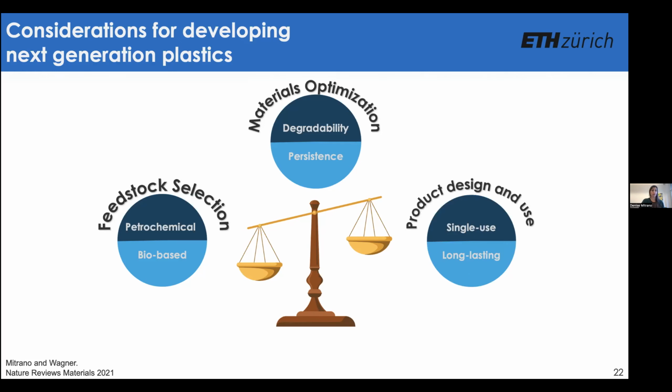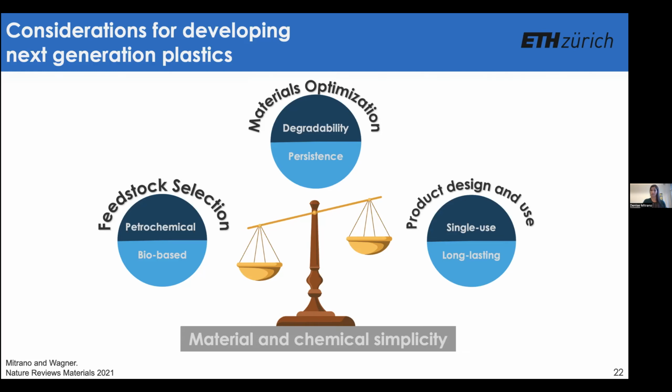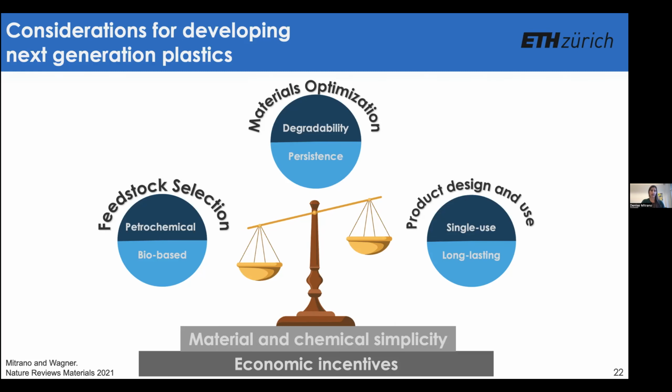And finally, we can look at the product design and use, single use versus long-lasting material. No matter what the product is and what material it's made out of, single use is oftentimes not the most sustainable alternative. Underlining all of this is to have a better material and chemical simplicity so that we could start to move more towards a circular economy for plastics, to have easier and more feasible recycling. And of course, having some economic incentives, because plastics are so used now because they are so inexpensive. But if we can find some other economic incentives to offset this price, then maybe different materials would be chosen in the future.